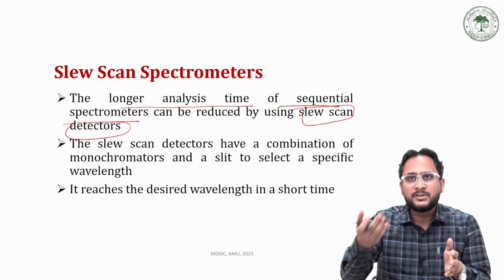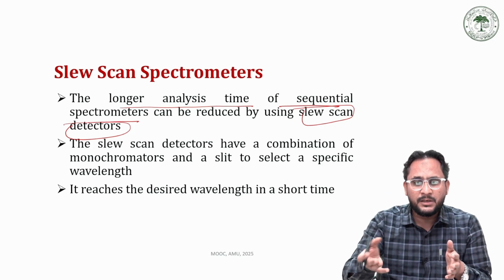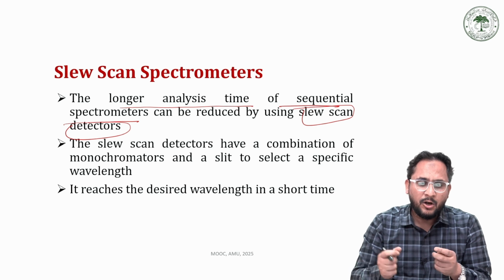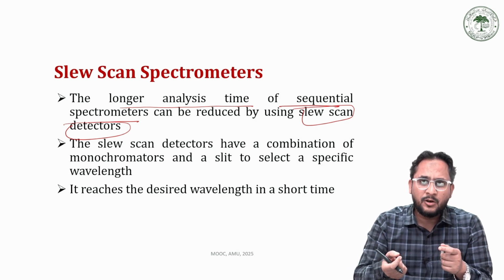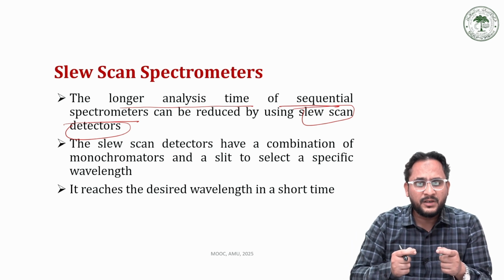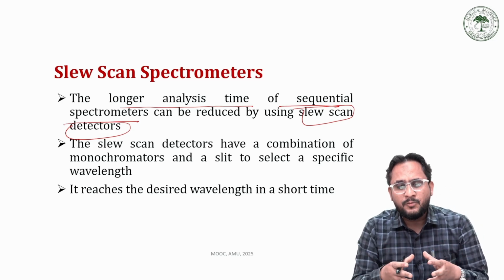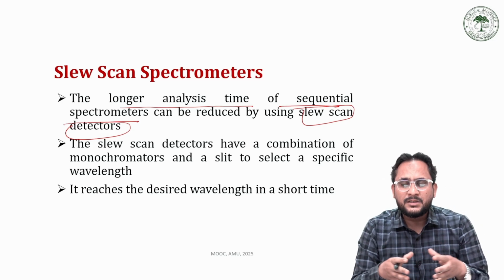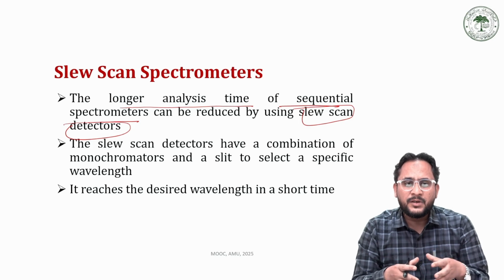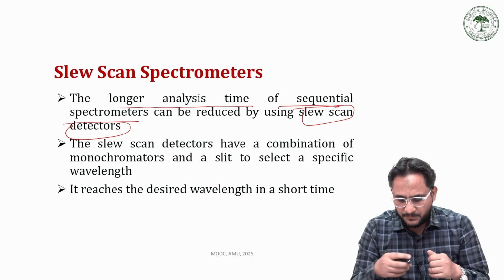When this third radiation falls on the detector, the photomultiplier tube, the third element is detected. Although in this case also we have to rotate the knob, rotating this knob is very easy to select different combinations, and therefore the time for analysis of multiple elements is quite reduced as compared to the sequential spectrophotometers.